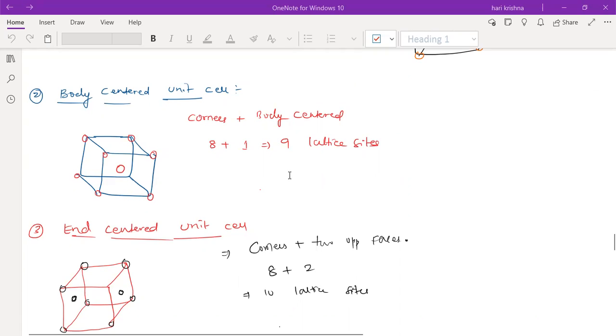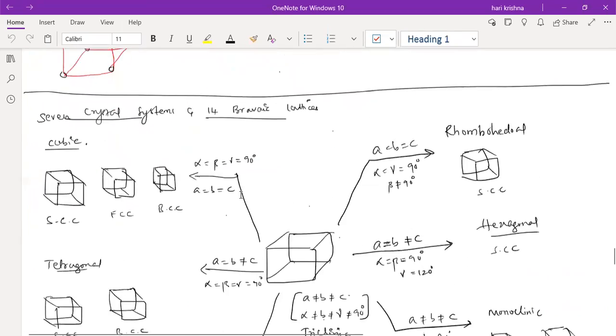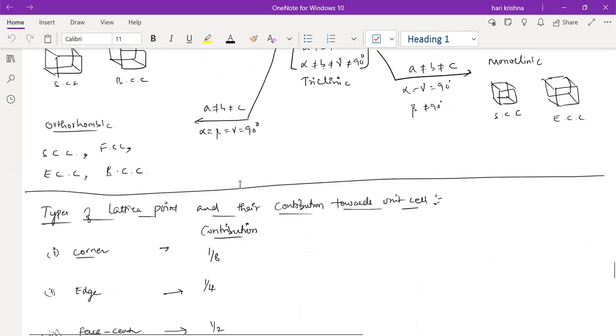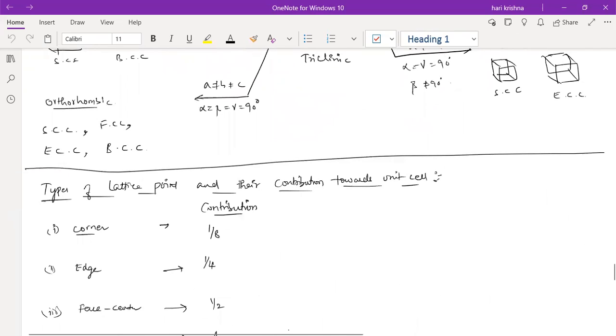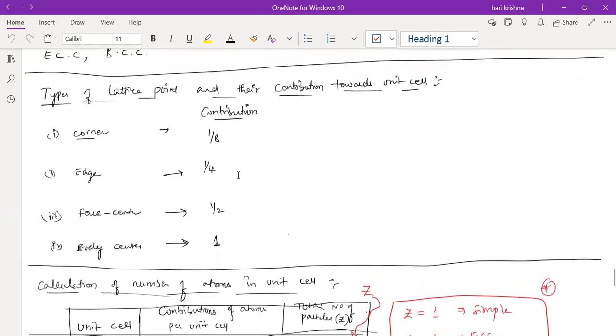Okay. So this is all about the centered unit cells. Now, any doubts in that? No, sir. Okay. So after this, the main topic we'll start here. So this is a tabular column, that we'll discuss afterwards. But from the JEE point of view, or any competitive exam point of view, or the board point of view also, these numericals are very important.